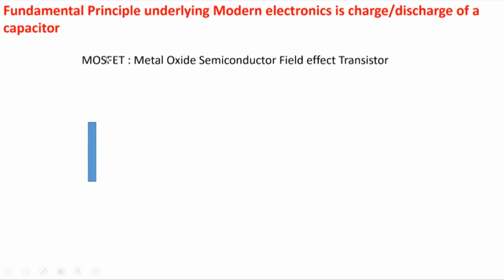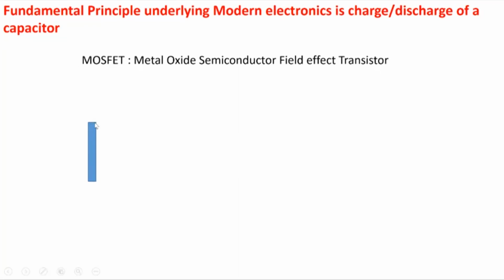So a MOSFET, as its name indicates, is metal oxide semiconductor. So let me construct a MOSFET. Let me warn you, it's a very simplified picture of a MOSFET. More detailed description will come later.